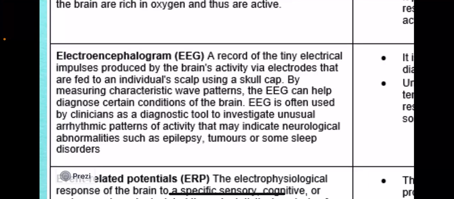So when we looked at biological rhythms, you'll have looked at the stages of sleep, and the stages of sleep, those waves and that diagram, are an example of an EEG.